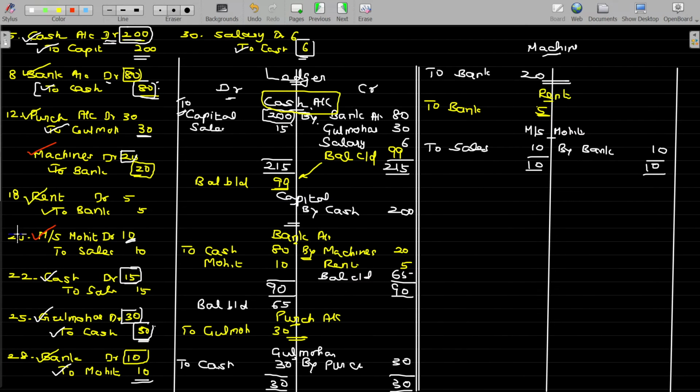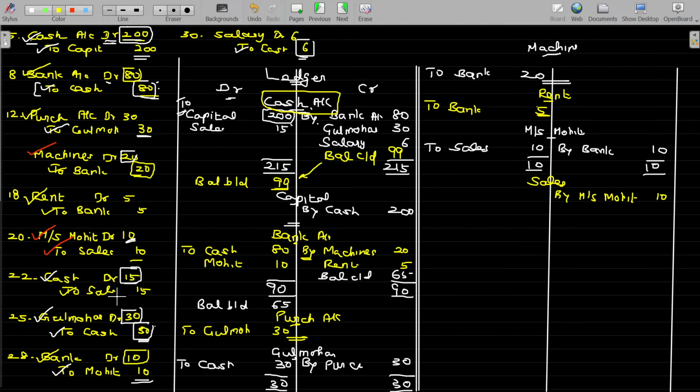And then the next one being sales. As such, we don't have the sales account now, so we have to open the sales account as a new one. In the sales account, we have to write the opposite one, which is Mrs. Mohit, by Mrs. Mohit, this value being 10.